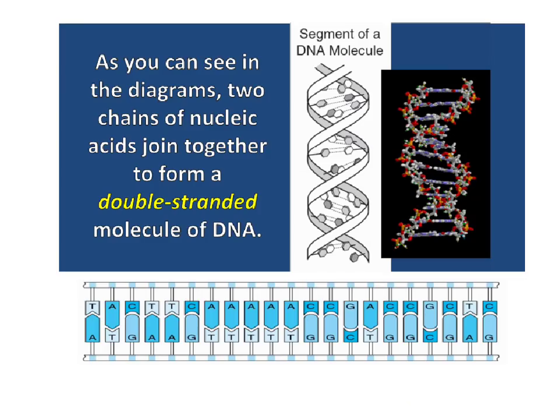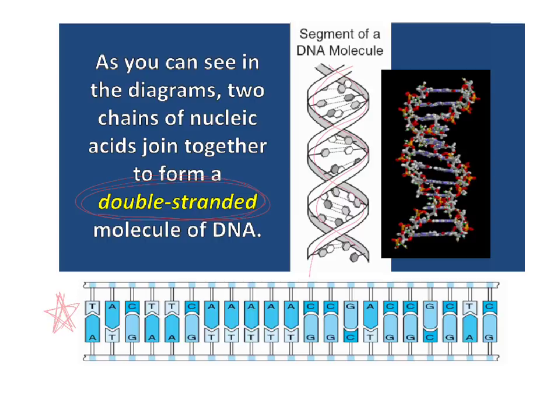As you can see in the diagrams, two chains of nucleic acids join together to form a double-stranded molecule of DNA. Here's the first strand, like this, and here's the second strand woven around the first strand. They twist together into a double-stranded molecule. If you were to flatten this molecule out, it would look like this down here.